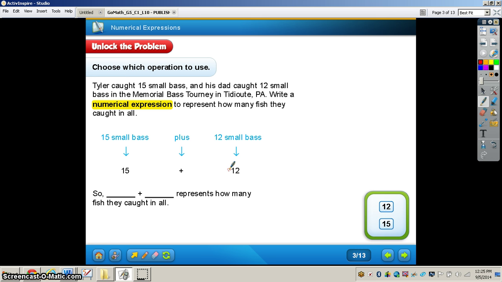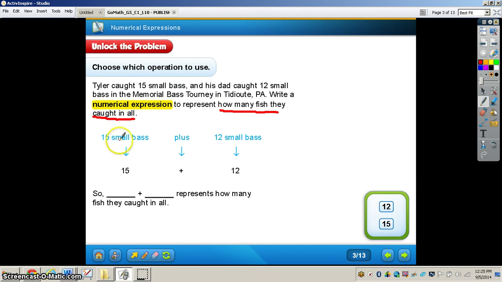So let's take a look at one. Here it says Tyler caught 15 small bass and his dad caught 12 small bass in the Memorial Bass Tourney in Pennsylvania. We won't try to pronounce that necessarily. Write a numerical expression to represent how many fish they caught in all. First, we need to think about the operation we need to use, figuring out what we're trying to find. We're trying to find how many fish they caught in all. In other words, we're going to add them together, so we're going to be using the addition sign.